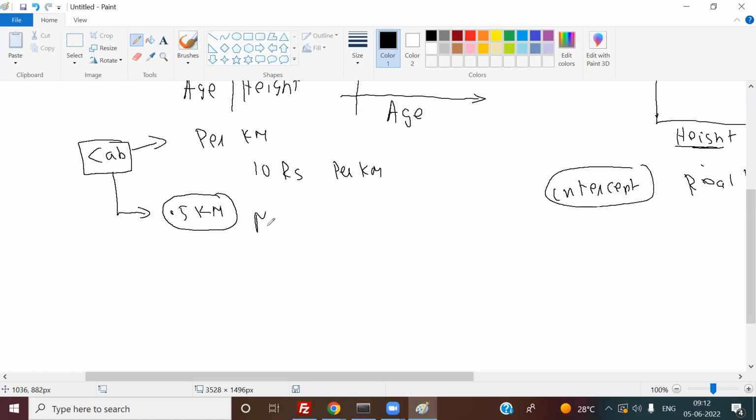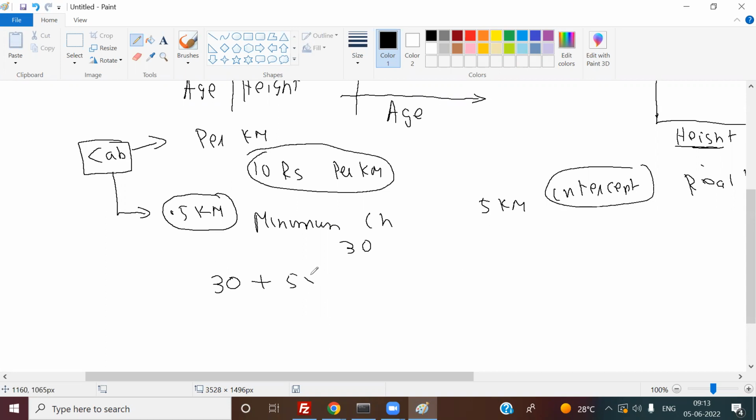You need to pay some minimum charge. Let's say that minimum charge was 30. And then, minimum charge was 30 and you traveled 5 kilometers. And for every kilometer you are charged 10. So the amount you have to pay is 30 plus 5 into, let's say, 10. So you will pay somewhere around 80 rupees.